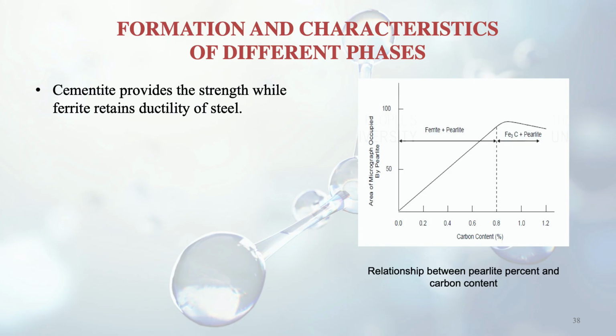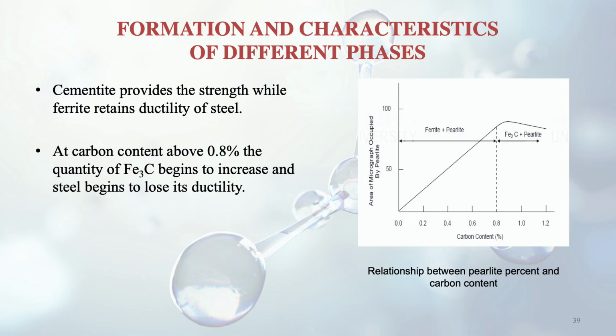So cementite, we can see now, provides the strength while ferrite retains the ductility of steel. Earlier also we have read how pure iron is very soft. So ferrite is very close to pure iron because the carbon percentage is very low in ferrite, whereas in cementite the carbon percentage has gone up and it is actually beyond 0.8% of carbon.